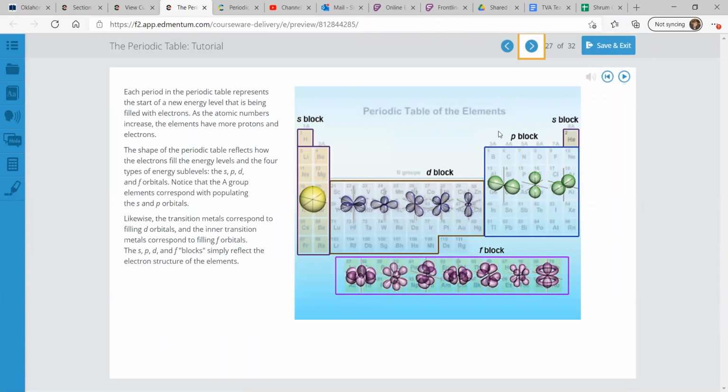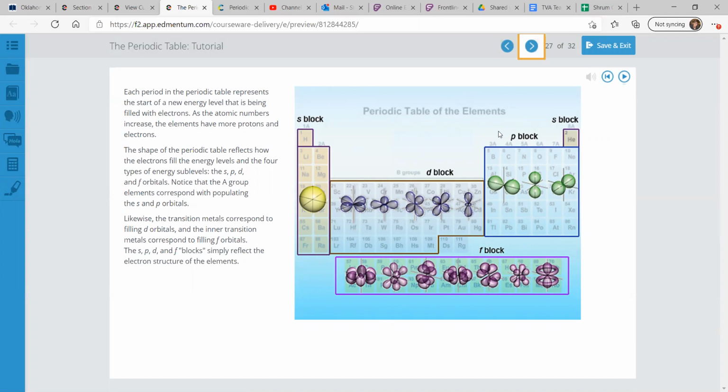Each period in the periodic table represents the start of a new energy level that is being filled with electrons. As the atomic numbers increase, the elements have more protons and electrons. The shape of the periodic table reflects how the electrons fill the energy levels and the 4 types of energy levels, S, P, D, and F.